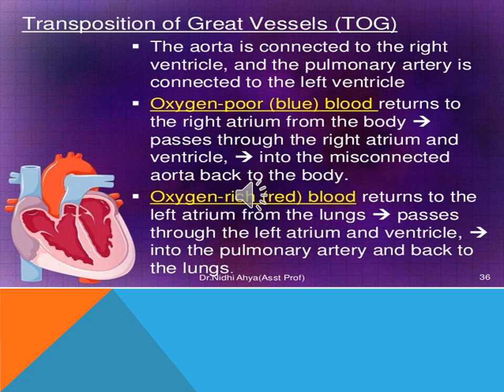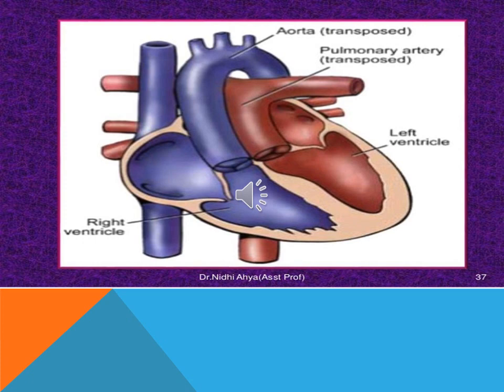The other cyanotic heart disease is transposition of great vessels. Transposition means exchange. Normally, the aorta is connected to the left side of the heart, to the left ventricle, and the pulmonary artery is attached to the right ventricle. In transposition, they are transposed, their places exchanged. That's why the baby will be blue in color. I'll show exactly what's occurring in transposition of great vessels.